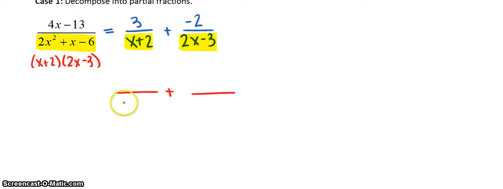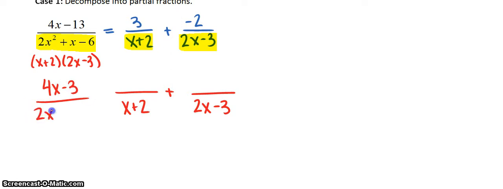So I'm going to always start by factoring it and then writing my two partial fractions so the denominators are those factors. That's step 1. Okay, so (4x - 13)/(2x² + x - 6) will break down into this form. Now the one thing I don't know is where this 3 and this negative 2 came from. I can see where these came from, not sure where those came from.